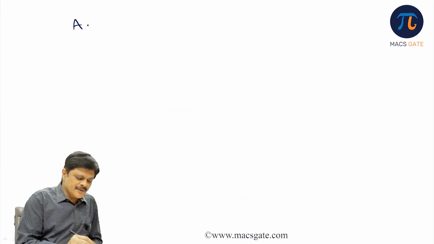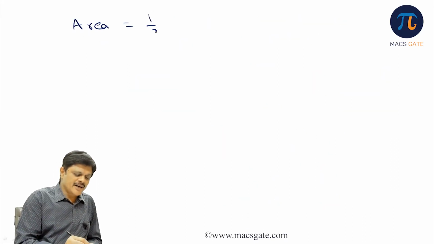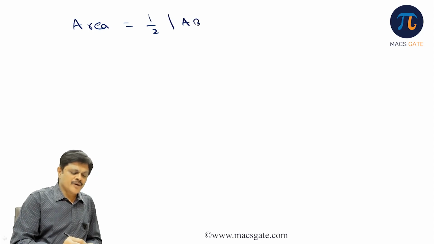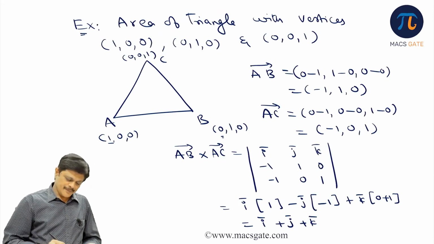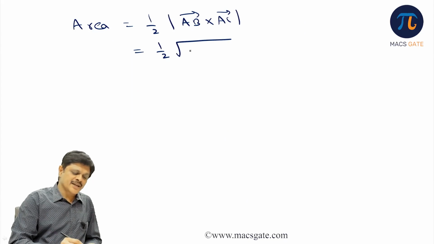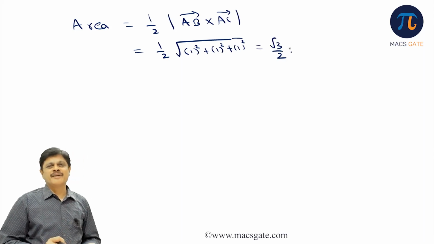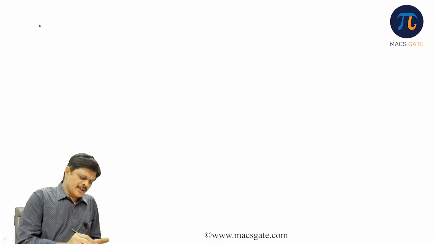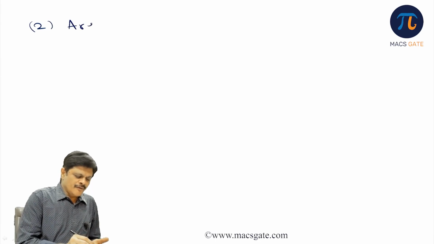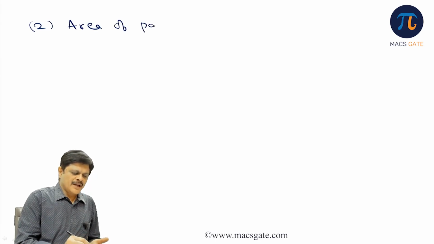So what is the area, sir? Area is given by half into the length of AB cross AC. What is the length of this vector, sir? The length of this vector is under root 1 square plus 1 square plus 1 square, which is root 3, so the area is root 3 by 2. This is how we can find the area of the triangle. Is the idea clear? The next application, area of parallelogram.